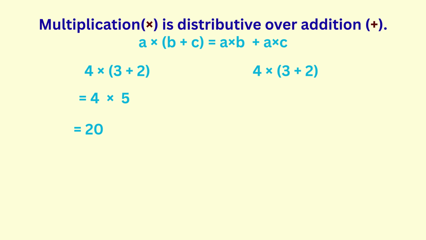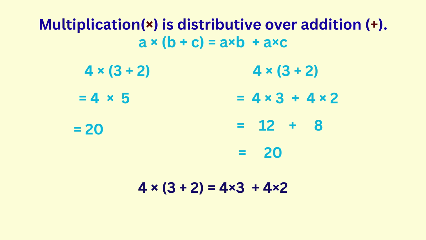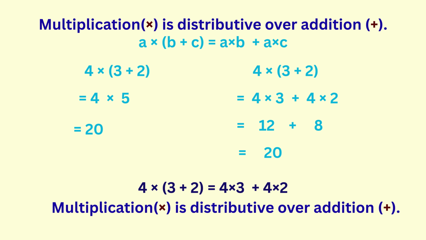Another option is to apply the distributive rule and clear the brackets: 4 times 3 plus 4 times 2. 4 times 3 equals 12, and 4 times 2 equals 8. Adding them together also gives 20. So, both methods give the same answer, which means that multiplication is distributive over addition.